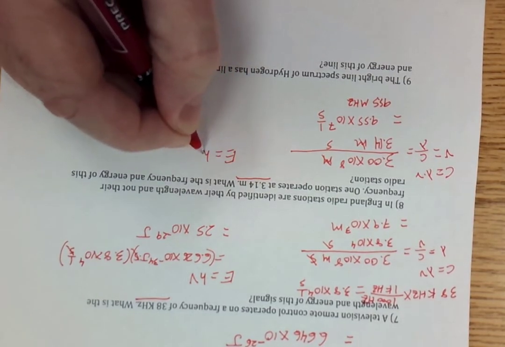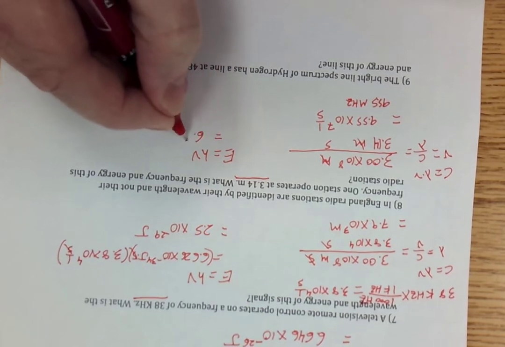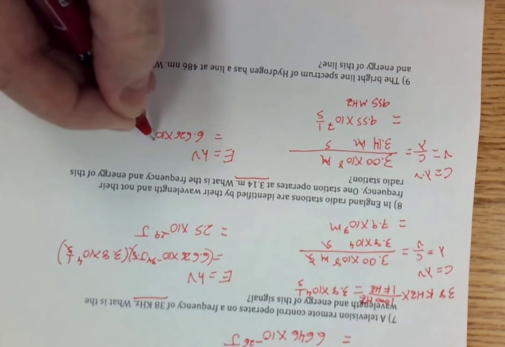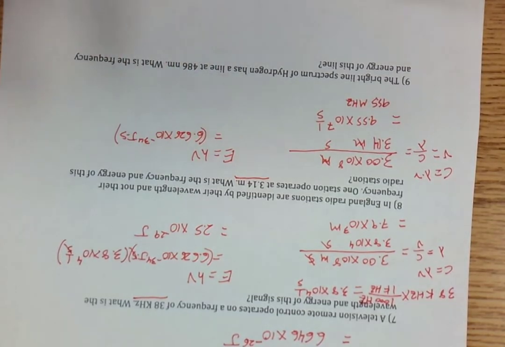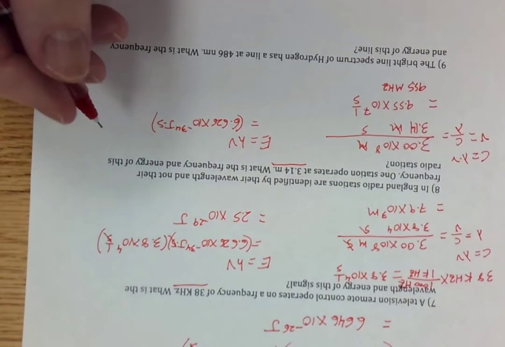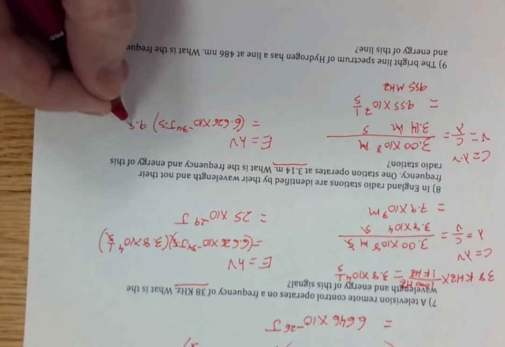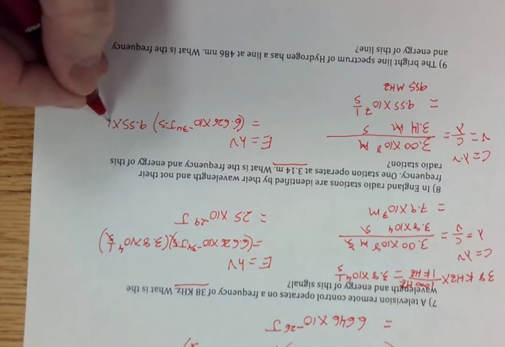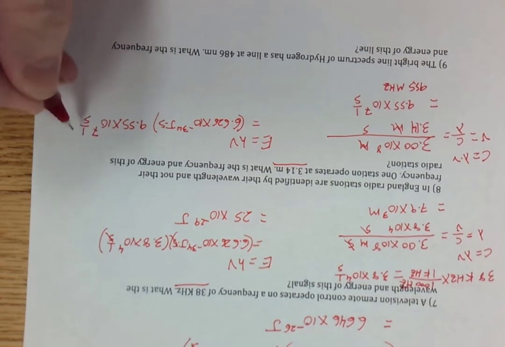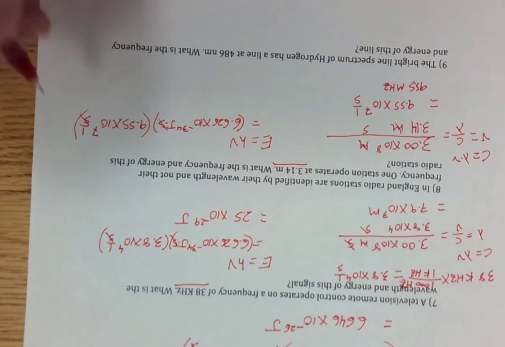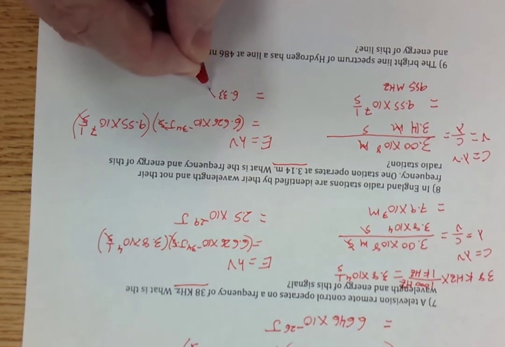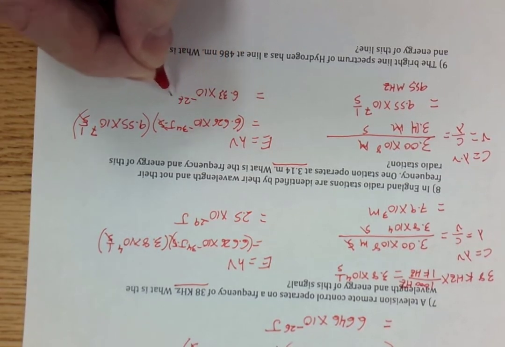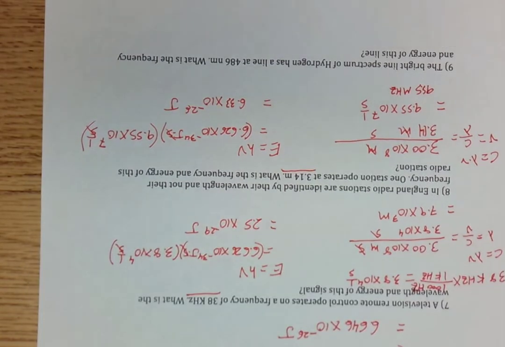E equals h nu, which equals 6.626 times 10 to the negative 34th joule seconds. I keep saying you don't have to memorize that. It's going to be printed on the test, and that's great. But you will have typed it into your calculator so many times, you probably remember it. Times 9.55 times 10 to the 7th, 1 over seconds. Seconds cancel, and this comes out to equal 6.33 times 10 to the negative 26th joules. Okay.